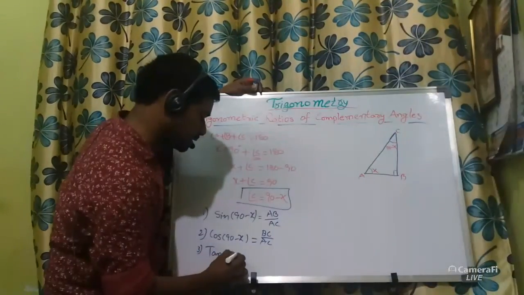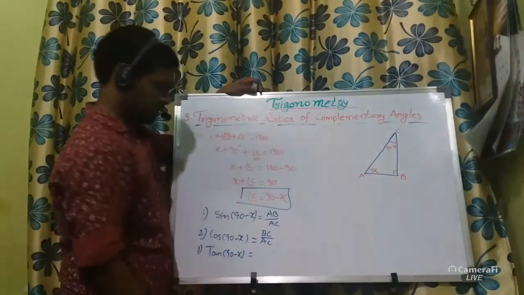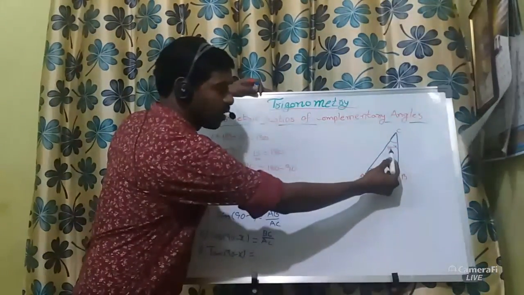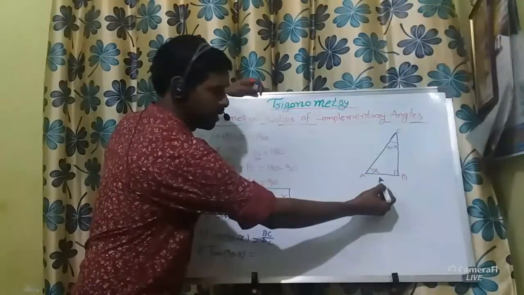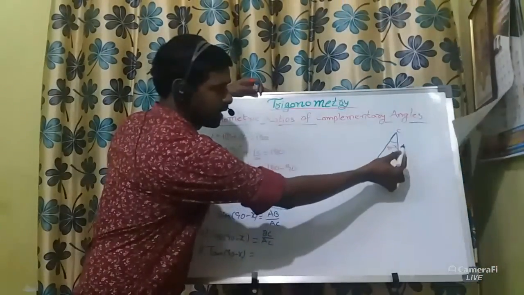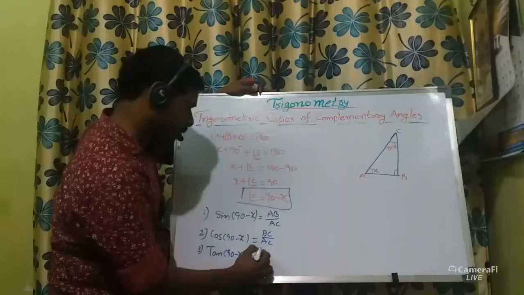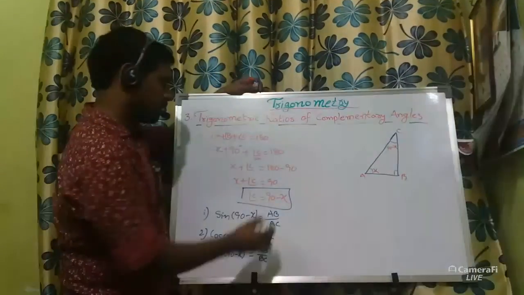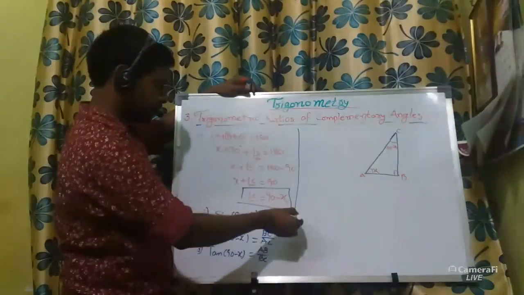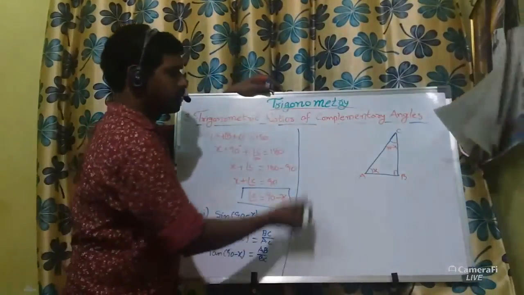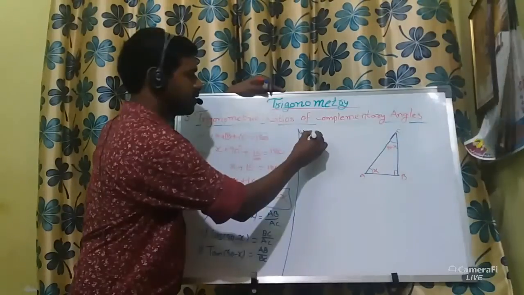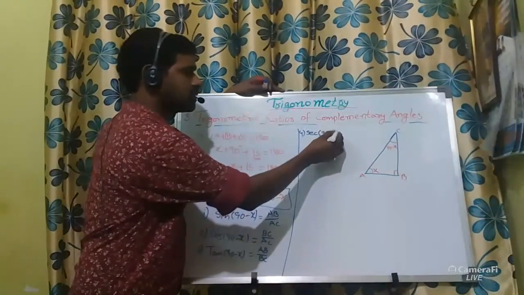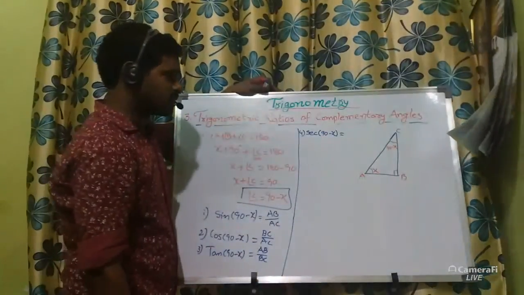Similarly, tan 90 minus x means the opposite side of this angle is AB and the adjacent side of this angle is BC. Therefore, tan 90 minus x is AB by BC. Next, the fourth one is secant 90 minus x.